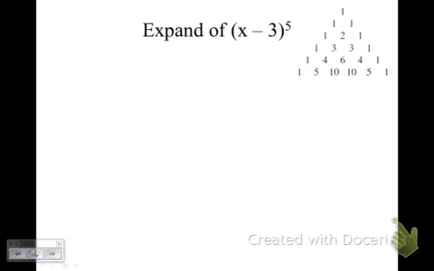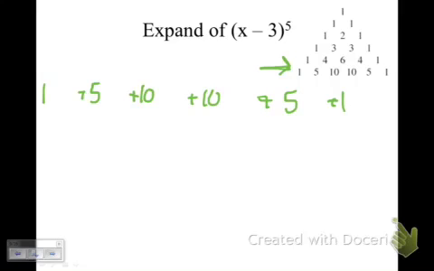Well, let's look at one here and do an example. So I've got to the fifth. To the fifth is this line right here. So that tells me what my coefficients are. So I'd just go ahead and write those down first. 1, and I'd have a 5, and I'd have a 10, I'd have a 10, and I'd have a 5, and I'd have a 1. Those are my coefficients. Write those down.